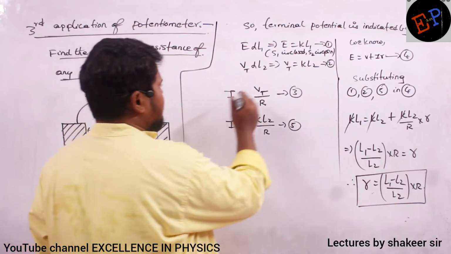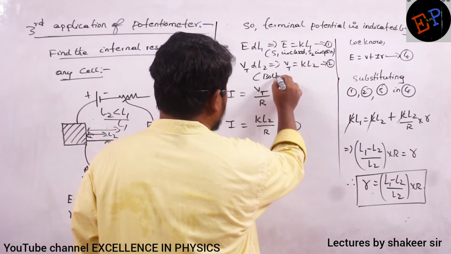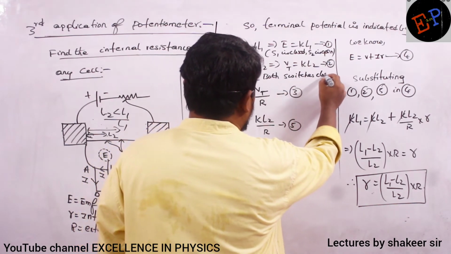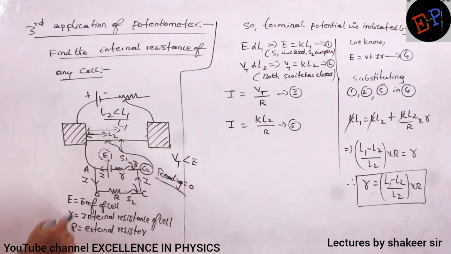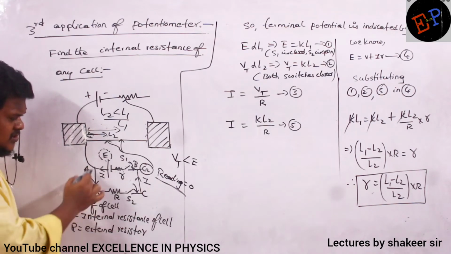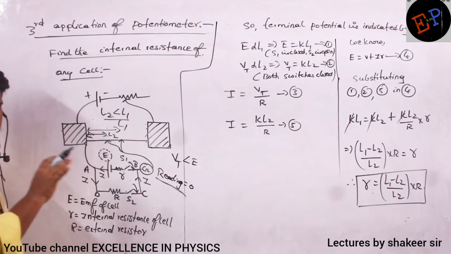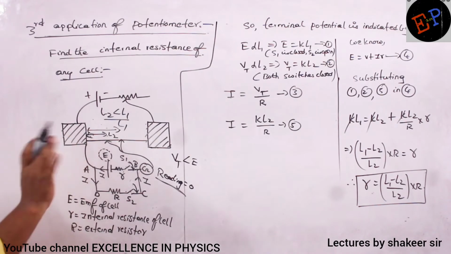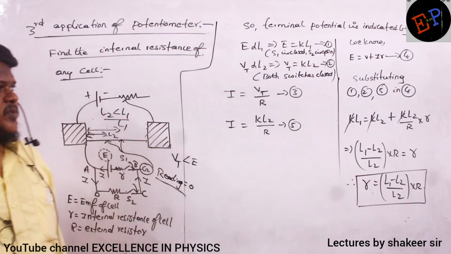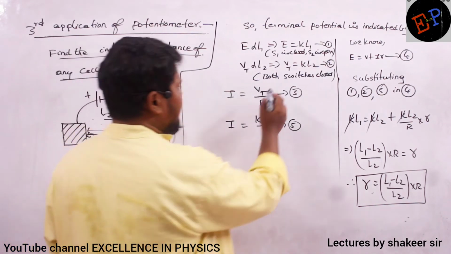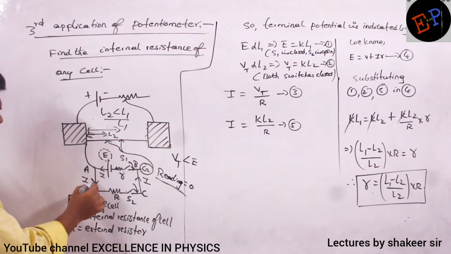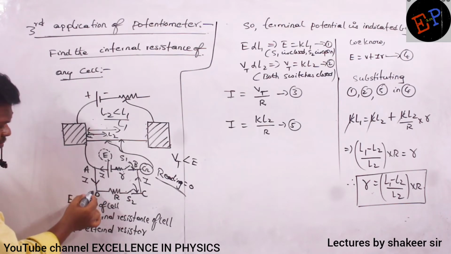Now what is the second condition? The second condition is both switches closed. When both the switches are closed, current will flow in the lower circuit. When current flows in the lower circuit, definitely the battery will consume some of its voltage. So EMF is no longer existing, only terminal potential is existing. So V2 is directly proportional to L2. So from this I got the second equation, V2 is equal to K into L2.